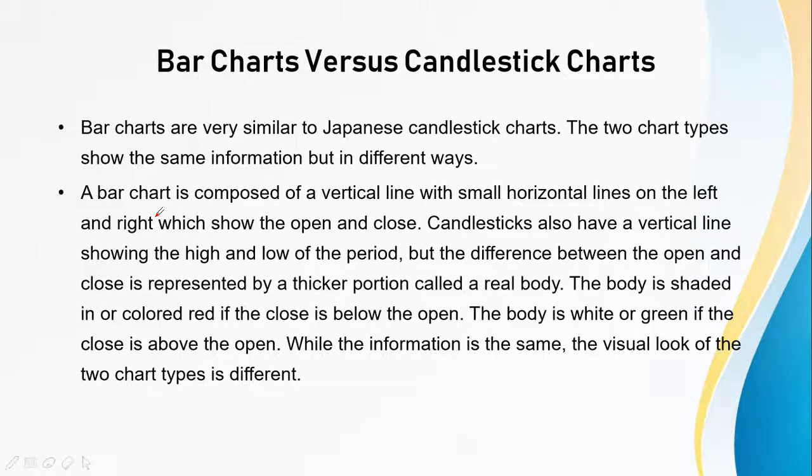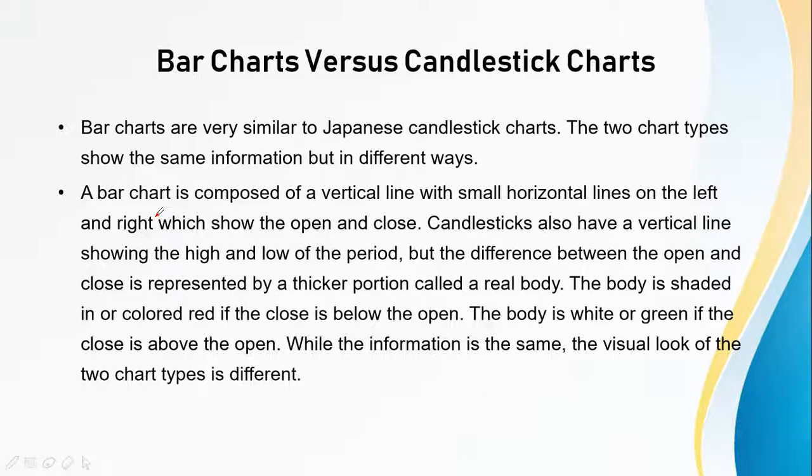So compared to candlestick charts, let's see how bar charts are. Bar charts are very similar to Japanese candlestick charts. The two chart types show the same information but in different ways. A bar chart is composed of a vertical line with small horizontal lines on the left and the right, which show the open and the closing price.